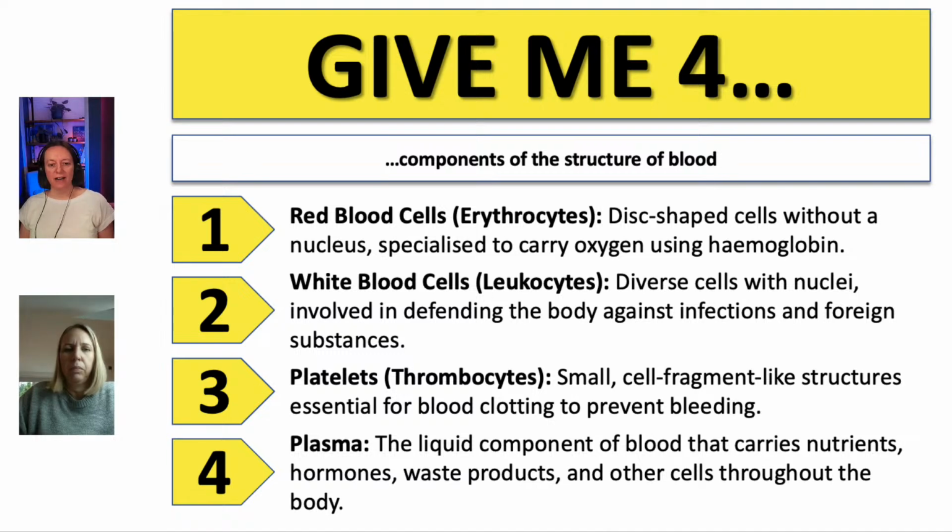Then we have platelets, which are called thrombocytes, and these are small cell fragment-like structures which are essential for blood clotting, which prevents bleeding. And then we have plasma, which is the liquid component of blood that carries nutrients, hormones, waste products, and other cells throughout the body. So Halima, you're definitely getting a round of applause.